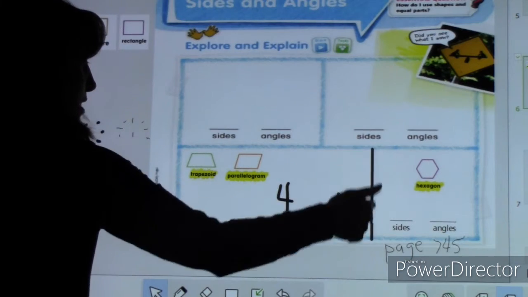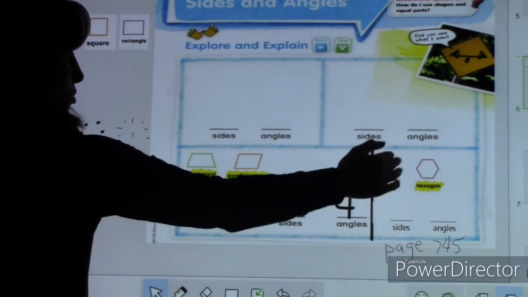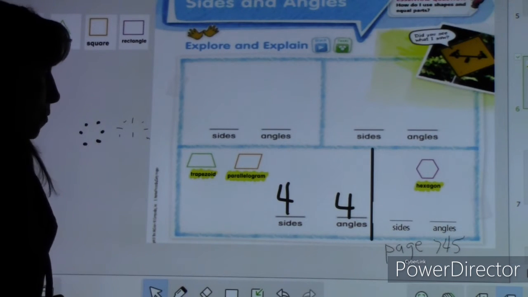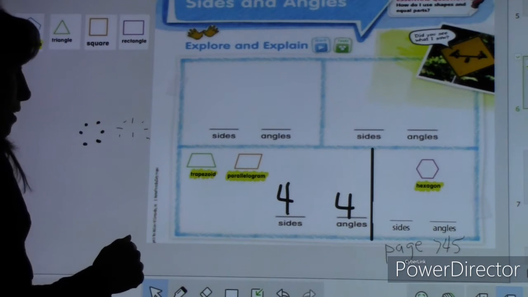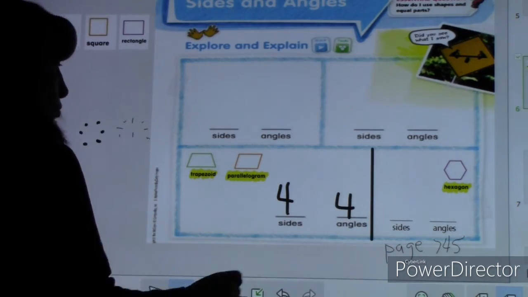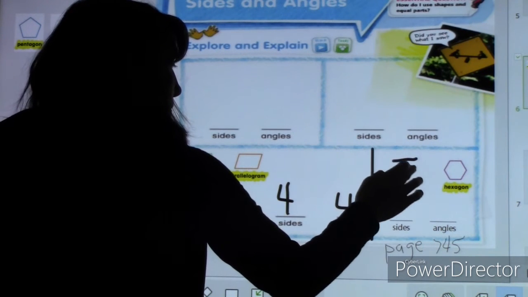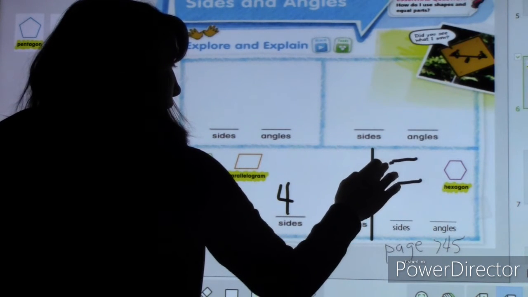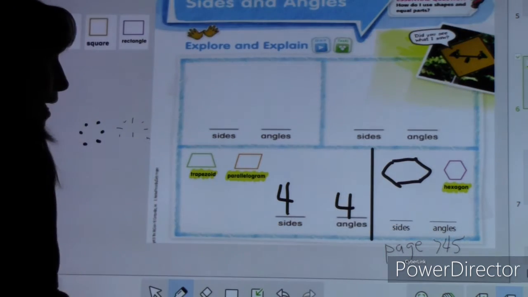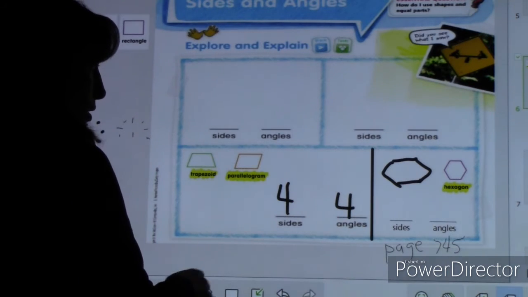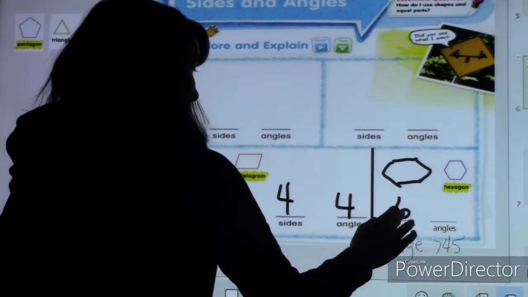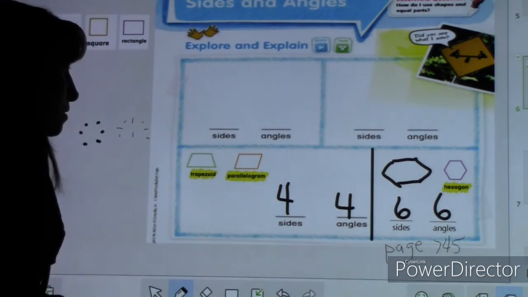If you notice, I split my last box so that I could use all of our shapes because they don't give you enough boxes to use all of our shapes. If you're drawing a hexagon, it has 6 sides and 6 angles. The easiest way to draw it is to draw the top and the bottom, and then to draw the 2 sides. Okay? That is still a hexagon, even though it's stretched out a little bit. You can go ahead and draw your hexagon and mark down that it has 6 sides and 6 angles.